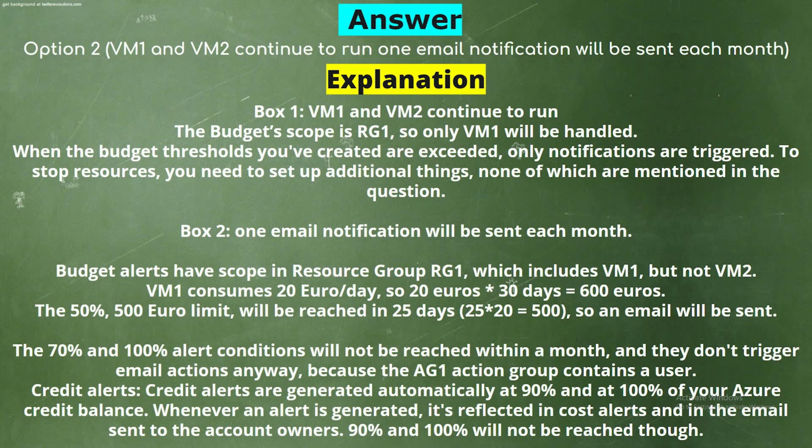VM1 consumes 20 euros each day. So 20 euros times 30 days is equal to 600 euros. The 50% 500 euro limit will be reached in 25 days. 25 times 20 is equal to 500. So an email will be sent. The 70% and 100% alert conditions will not be reached within a month, and they don't trigger email actions anyway, because the AG1 action group contains a user. Credit alerts. Credit alerts are generated automatically at 90% and at 100% of your Azure credit balance. Whenever an alert is generated, it's reflected in cost alerts and in the email sent to the account owners. 90% and 100% will not be reached though.